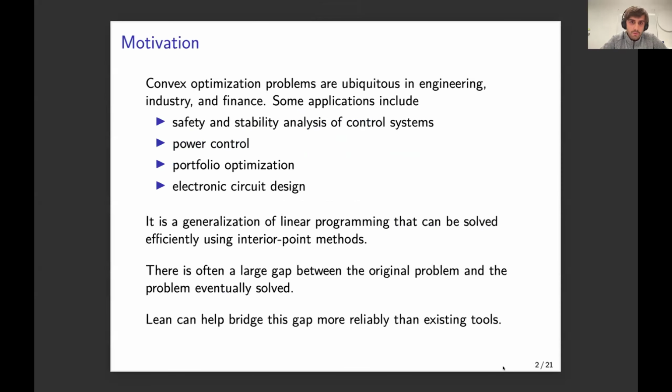So why do we care about convex optimization? Well, it turns out that many problems in engineering, such as analyzing the safety and stability of systems, in power control, communications, electronic circuit design, and also problems in finance, such as portfolio optimization, and so on, can be solved using convex optimization tools. These are a generalization of something that people perhaps are more familiar with, linear programming. It allows us to express a richer class of problems, but with a nice benefit that they can still be solved efficiently using this class of algorithms, these interior point methods.